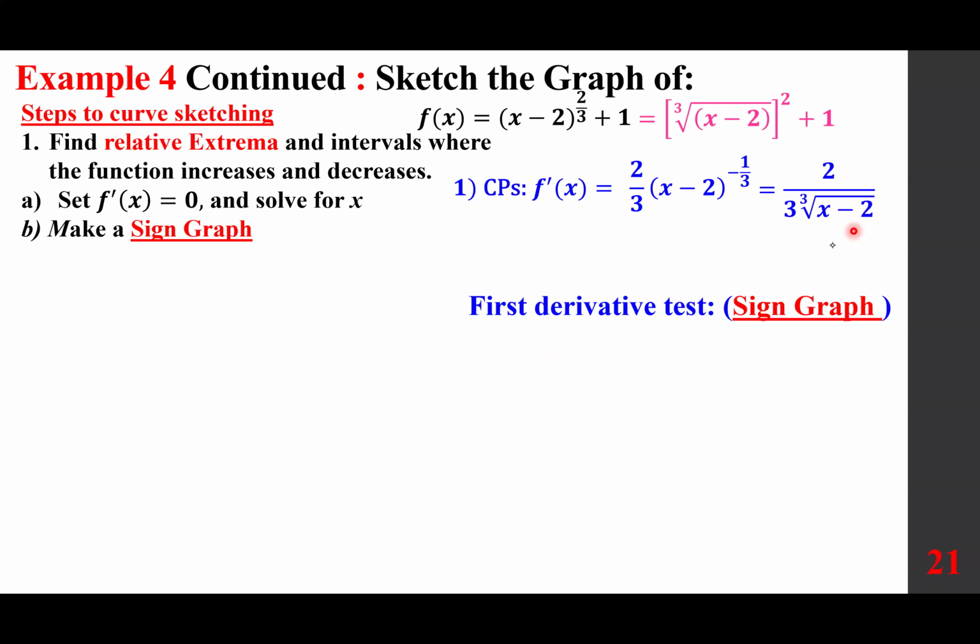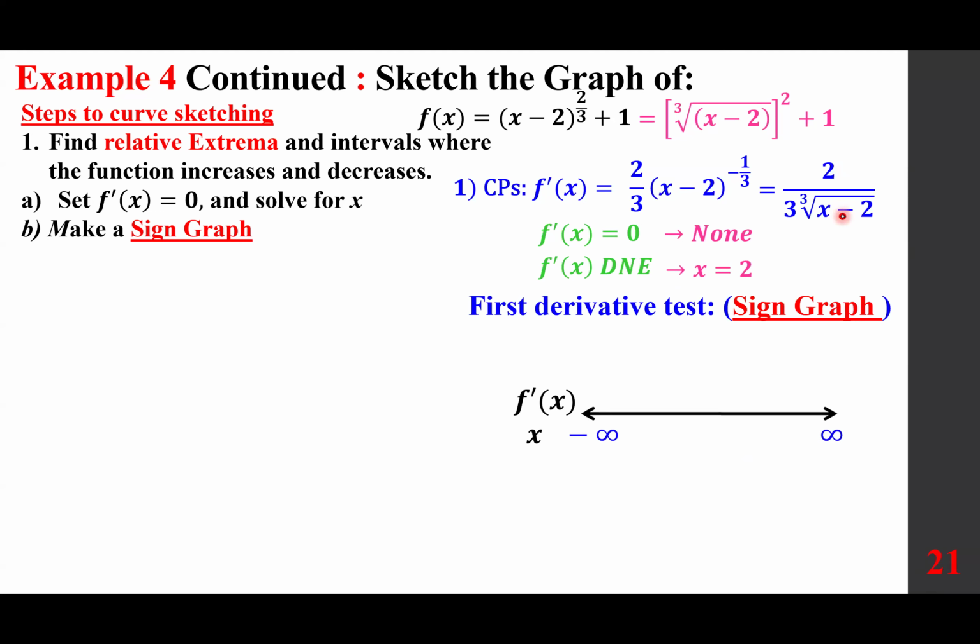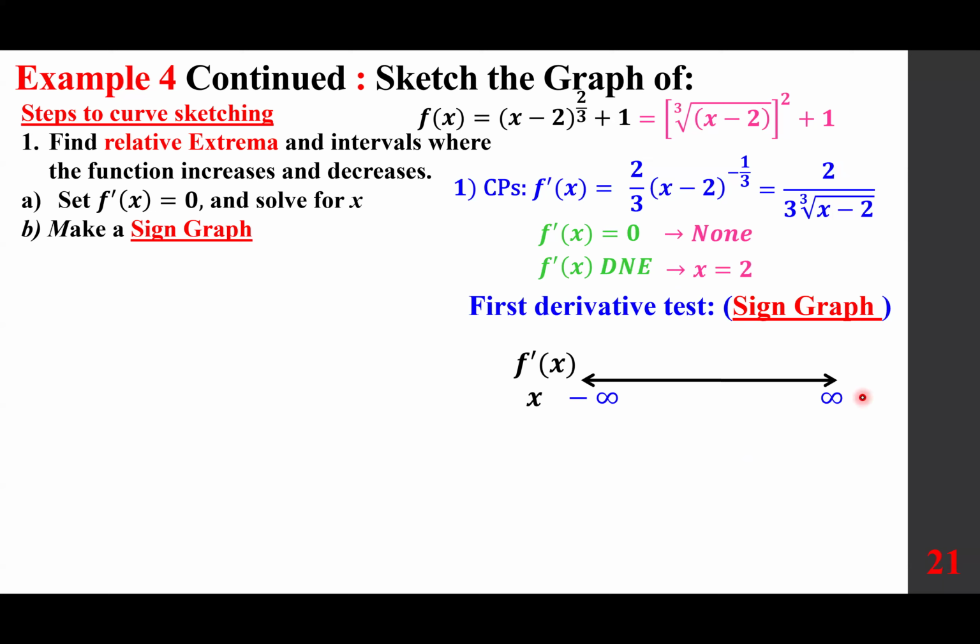So we have a fraction. A fraction is 0 when the top is 0. It has no solution because the top is a number. It doesn't matter whether it's large, small, positive, or negative. F prime doesn't exist, or is undefined, when the bottom is 0. That happens at x equals 2. So we do have a critical point, namely 2. So we go with the number line from negative to positive infinity. And for f prime of x, when we choose 2, it does not exist, DNE.